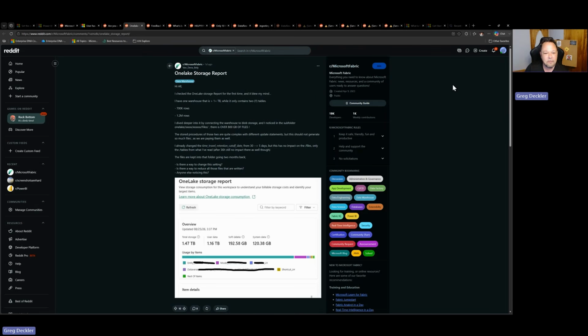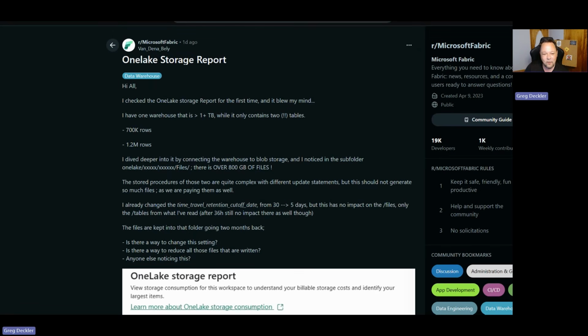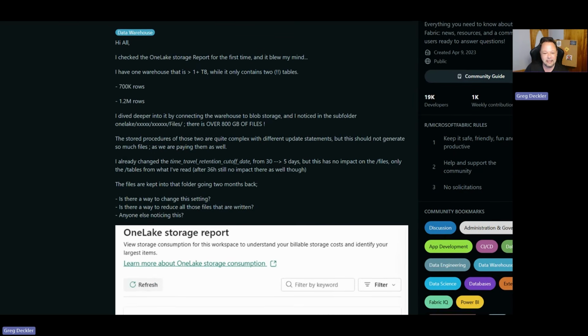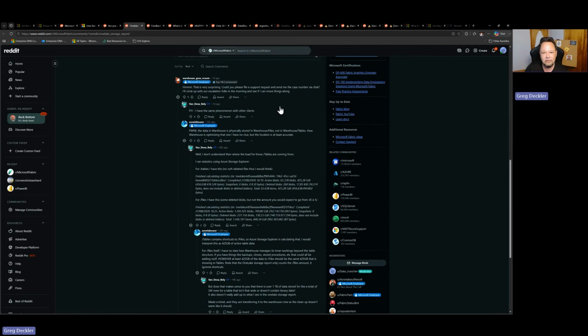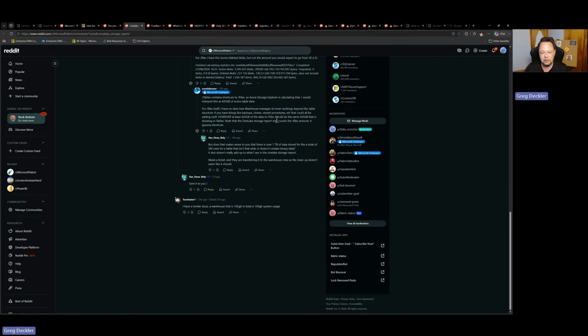Pure comedy gold. OneLake storage report. This one's great, man. So basically, they checked their storage report for the first time, and they've got like 2 million rows in this warehouse, and it's taking up over a terabyte for 2 million rows. So there's over 800 gigs of files, blah blah blah. And so they go in, and they admit like, oh shit, you need to send us this so we can investigate this. And then it's just an endless amount of, yep, I've got the same issue.